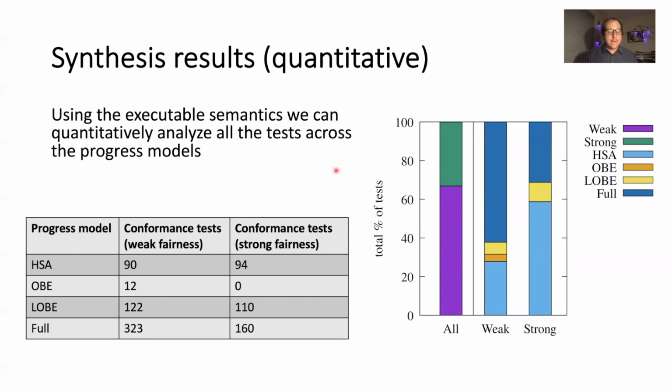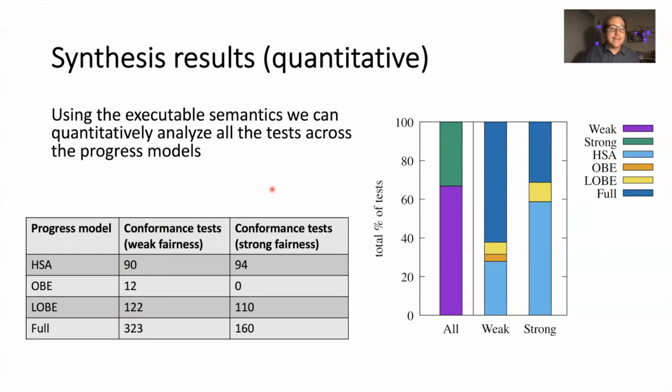So then once you do that, you can take those tests and you can further divide them into conformance test suites for our different progress models. So you can see HSA here has 90 tests that we can use as a conformance test suite. OBE has 12 tests. LOBE has 122. And then for full fairness, we have 323 tests. These are the tests for the weak fairness variants, but we also have strong fairness variants.